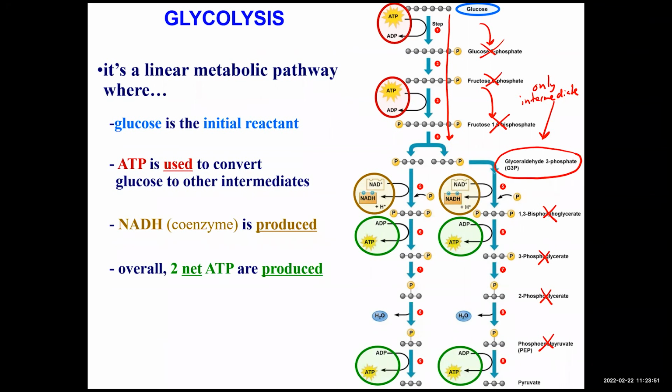One of the things that is mentioned is that it is 2 net ATP. Does anyone know what the difference is between net and gross? Have you heard those terms before? Net and gross? Usually we think about them when it comes to money.